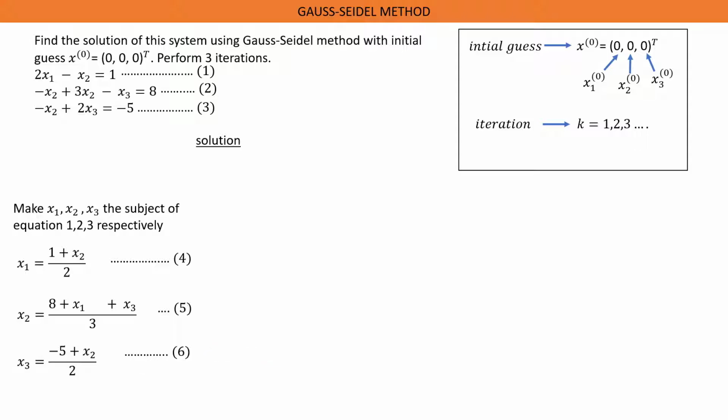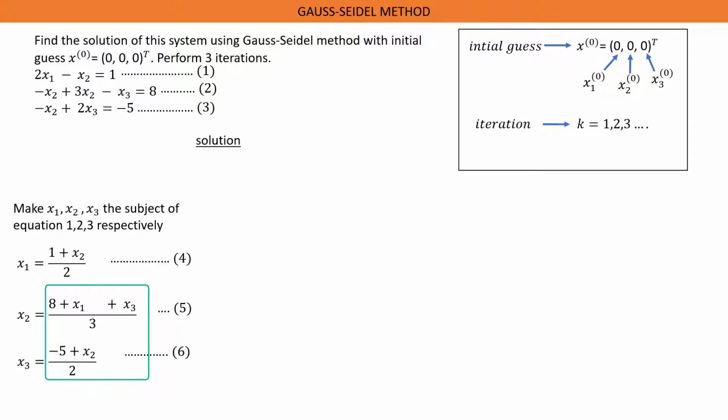The next step is to add iteration K on top of all S values on the left hand side of equations 4, 5, and 6. And on the right hand side, add iteration K minus 1 on top of all S values in equation 4 only. That is the first equation after making S values the subject of their respective equations.